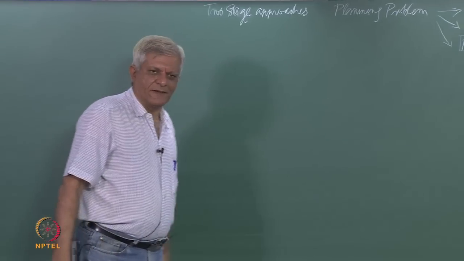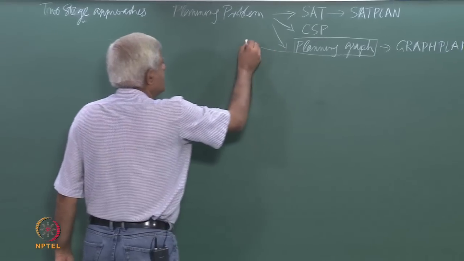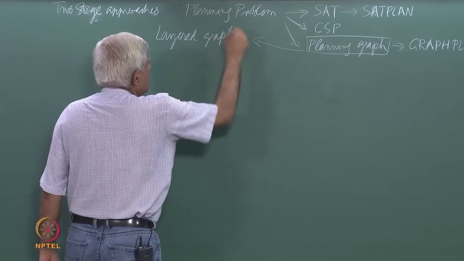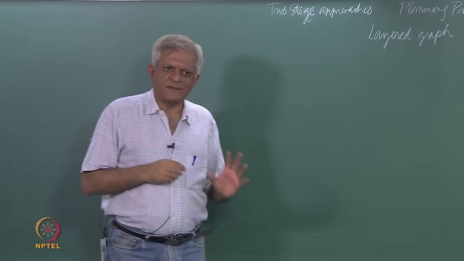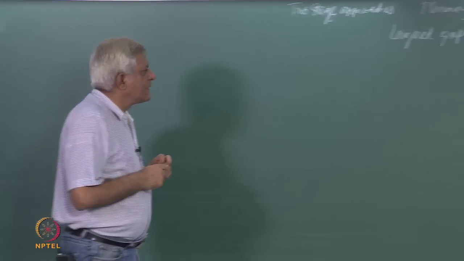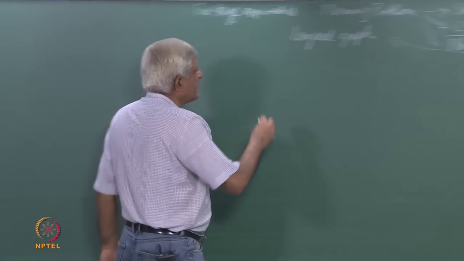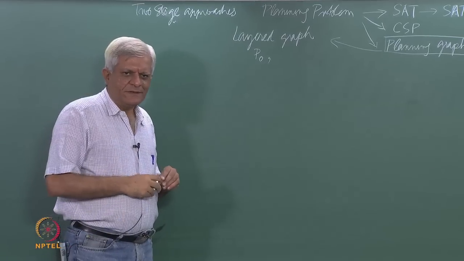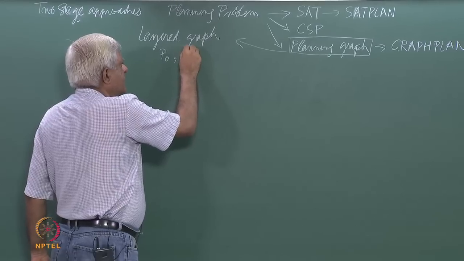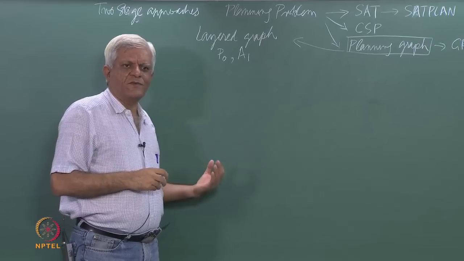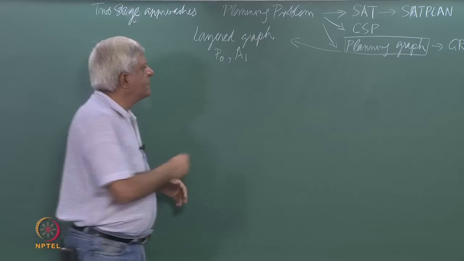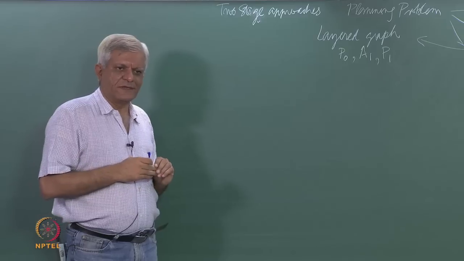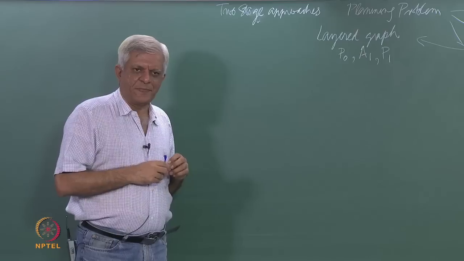So, let us start by looking at the planning graph structure. The planning graph is a layered graph with alternate layers of propositions and actions. There is a layer P0 which contains all the start propositions. Then there is a layer A1 which is the layer of all possible actions which can be done at the first time instance, followed by a layer P1 which consists of all the propositions which could possibly be true at the end of the first layer.